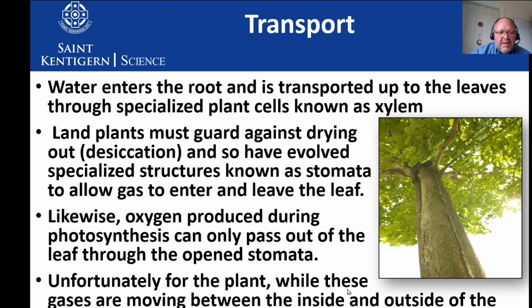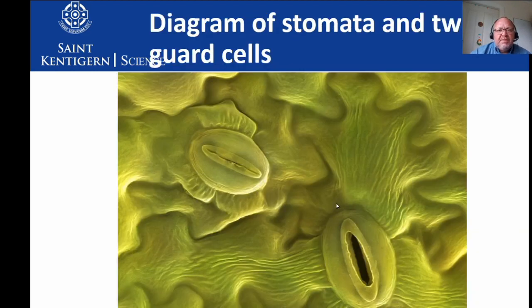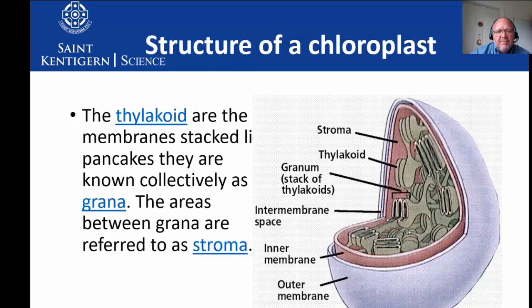Unfortunately for the plant, while these gases are moving between the inside and the outside of the leaf, a great deal of water is also lost, because the water at that stage is water vapor and it will be flowing out with the oxygen. So here's a picture, a scanning electron micrograph that has been colored, of a stomata, and you can see the two guard cells. They are the ones that can close, and this one over here is closed. Almost looks like a little eye.